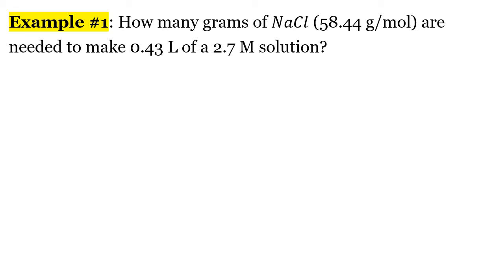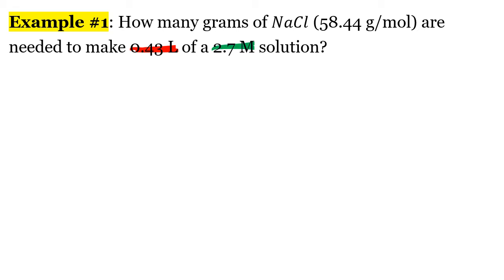All right, let's take a look at an example. We're going to be looking at 3 different examples today, which are honestly just an extension of what we were doing in the previous lesson. So our first example reads, how many grams of sodium chloride, which has a molar mass of 58.44 grams per mole, are needed to make 0.43 liters of a 2.7 molar solution?